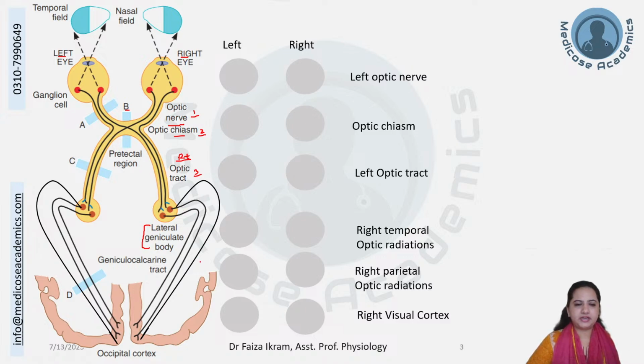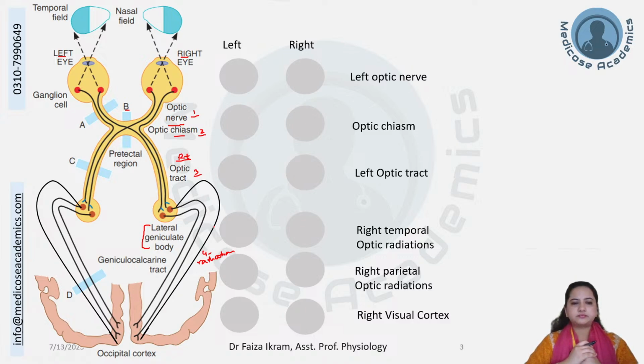These are now called optic radiations. Optic radiations again have the representation from the temporal retina of the same side and nasal retina of the opposite side. But there is one more demarcation which was not present in the optic tract. At the level of optic radiations, the nerve fibers from the upper half of the retina are separated from the nerve fibers from the lower half of the retina.